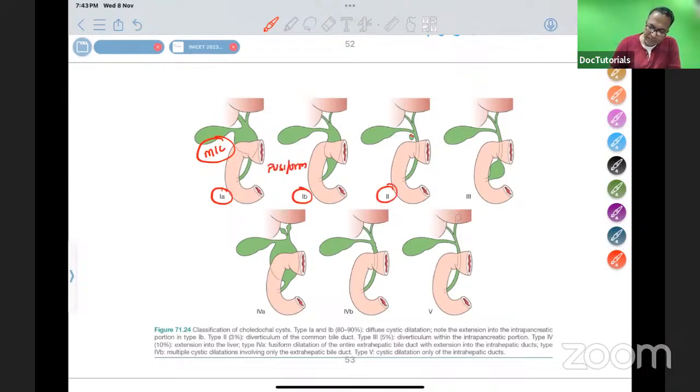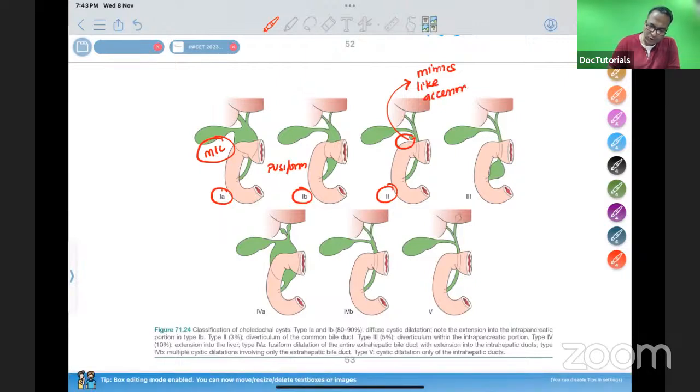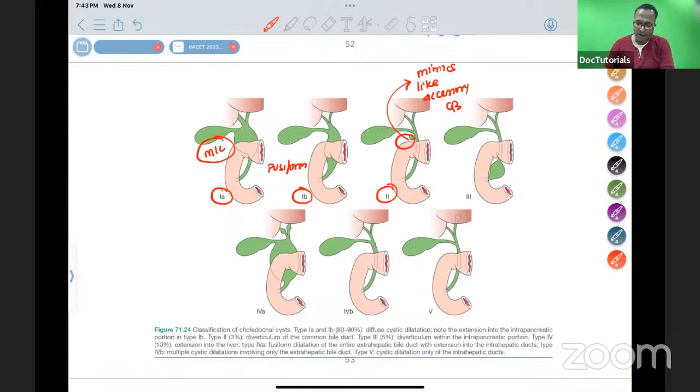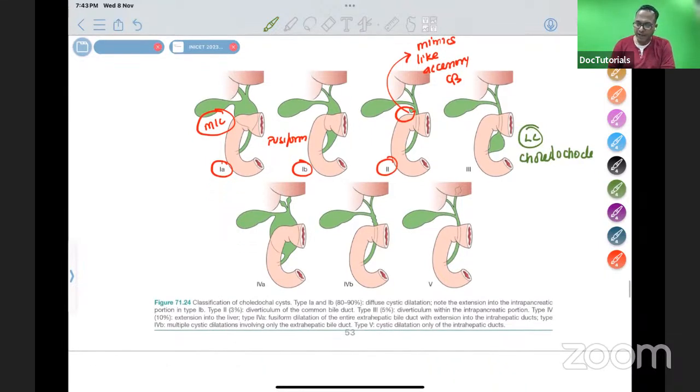So type 2 is a diverticulum type. Please remember, it mimics an accessory gallbladder. Which type mimics an accessory gallbladder? Type 2. So least common type is type 3, that is choledochocele. Choledochocele is type 3, which is having a dilatation at the ampullary area, in the ampulla. 4A is all ducts dilated, B is extrahepatic dilatation. 5 is Caroli's disease. So this is a repeat MCQ topic. You have to be thorough with this because it's a high yield repeat topic for your exam.